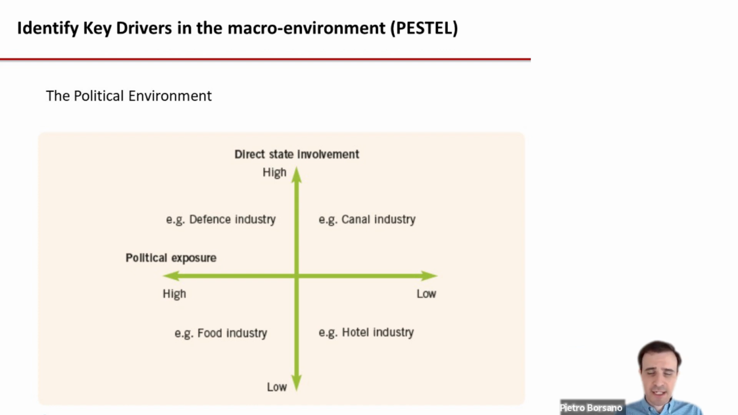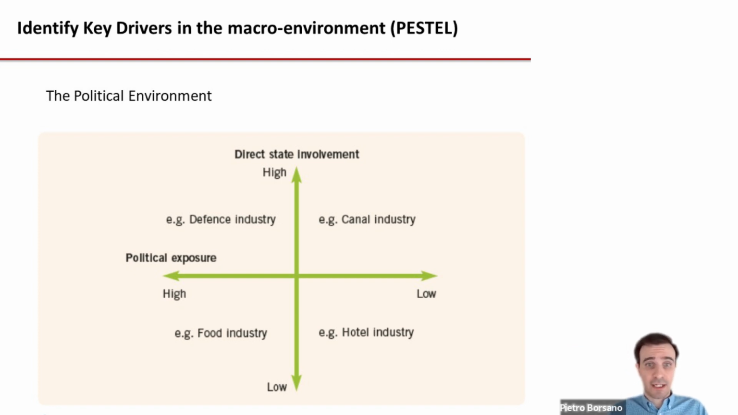So here there are some examples of industries. For instance, the defense industry is a sector where there is a high involvement of the state. Many defense companies are generally owned by the state, directly or as a minority shareholder. And of course, there is also high political exposure, meaning that if a state is promoting wars or peacekeeping activities and so on, this is a way to feed the defense industry as well.